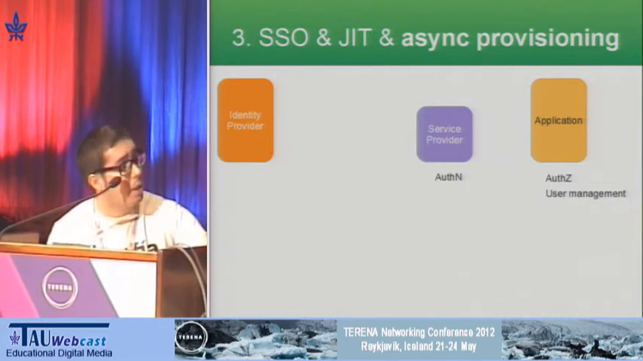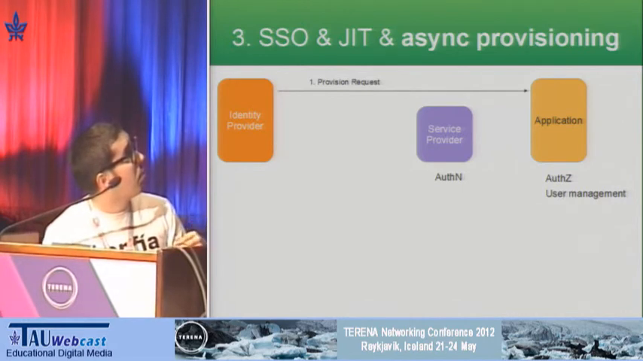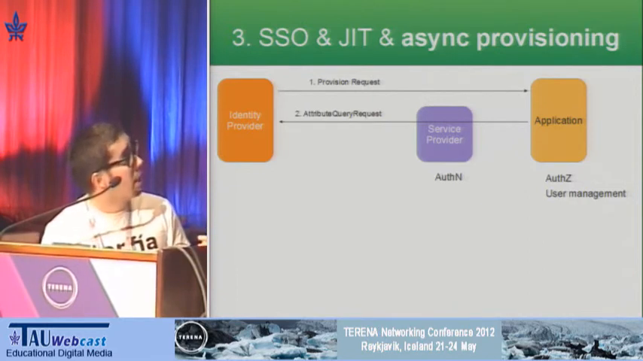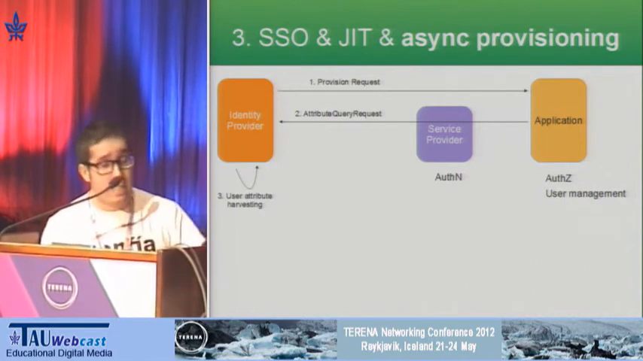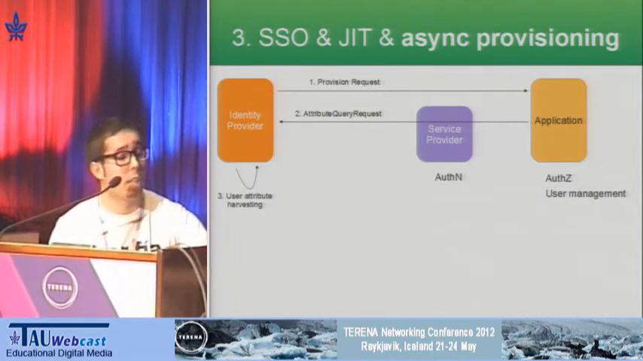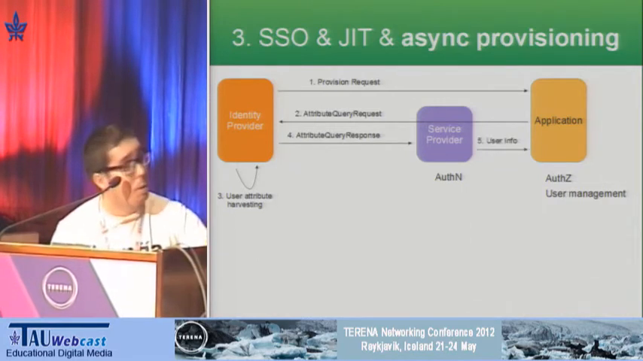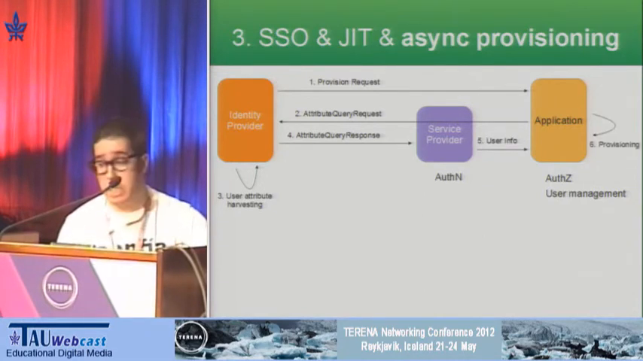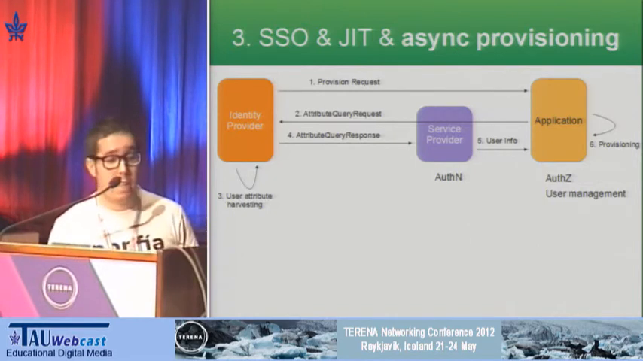So here it is different, because the IDP starts the flow by asking the application for a provision request. Then the application sends an attribute query request, which is different from the authentication request. And the identity provider collects all the information it can about the user. Then it sends back the attribute response to the service provider, and now the service provider can give all the attributes of the user to the application, and then provision. And all this is without user intervention. It can be an administrator starting the request from the IDP.